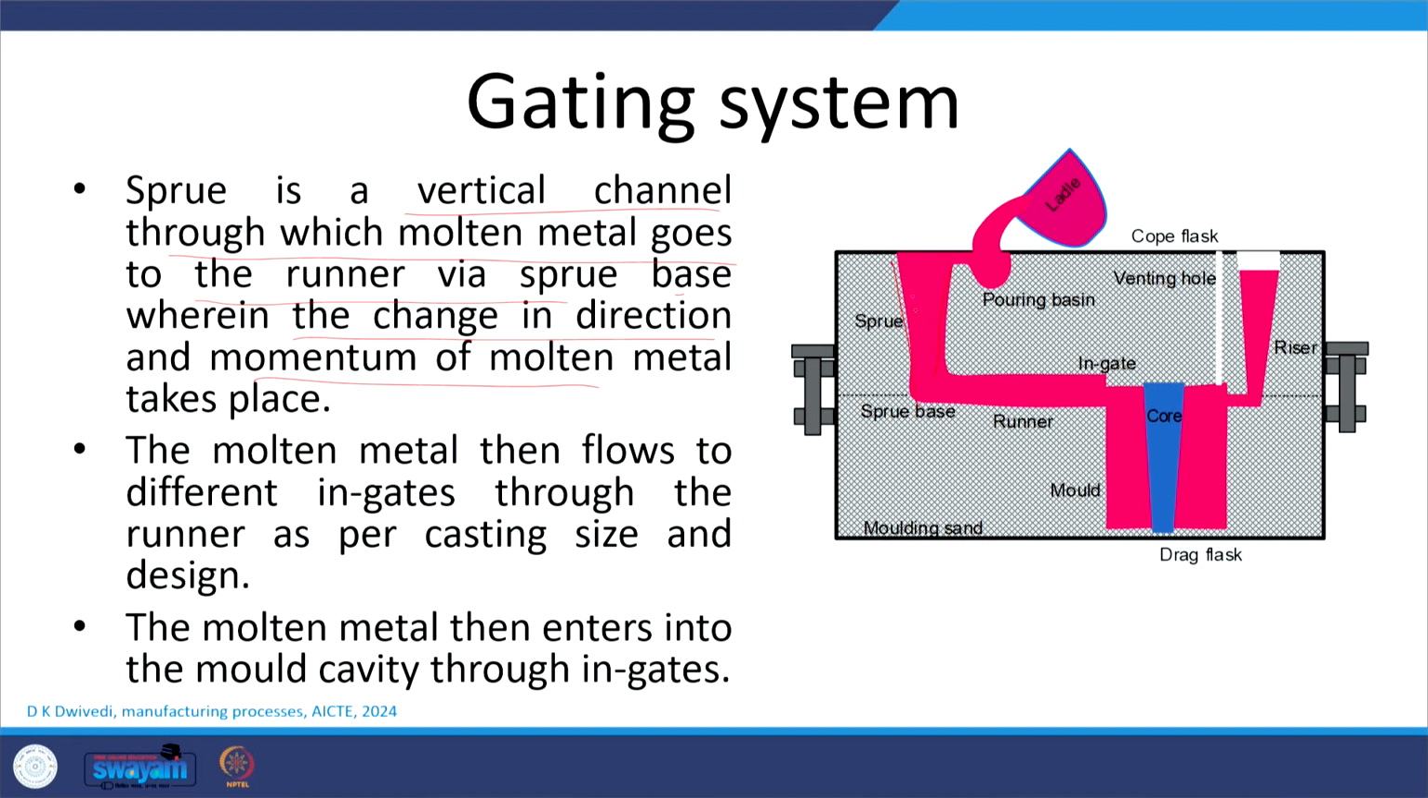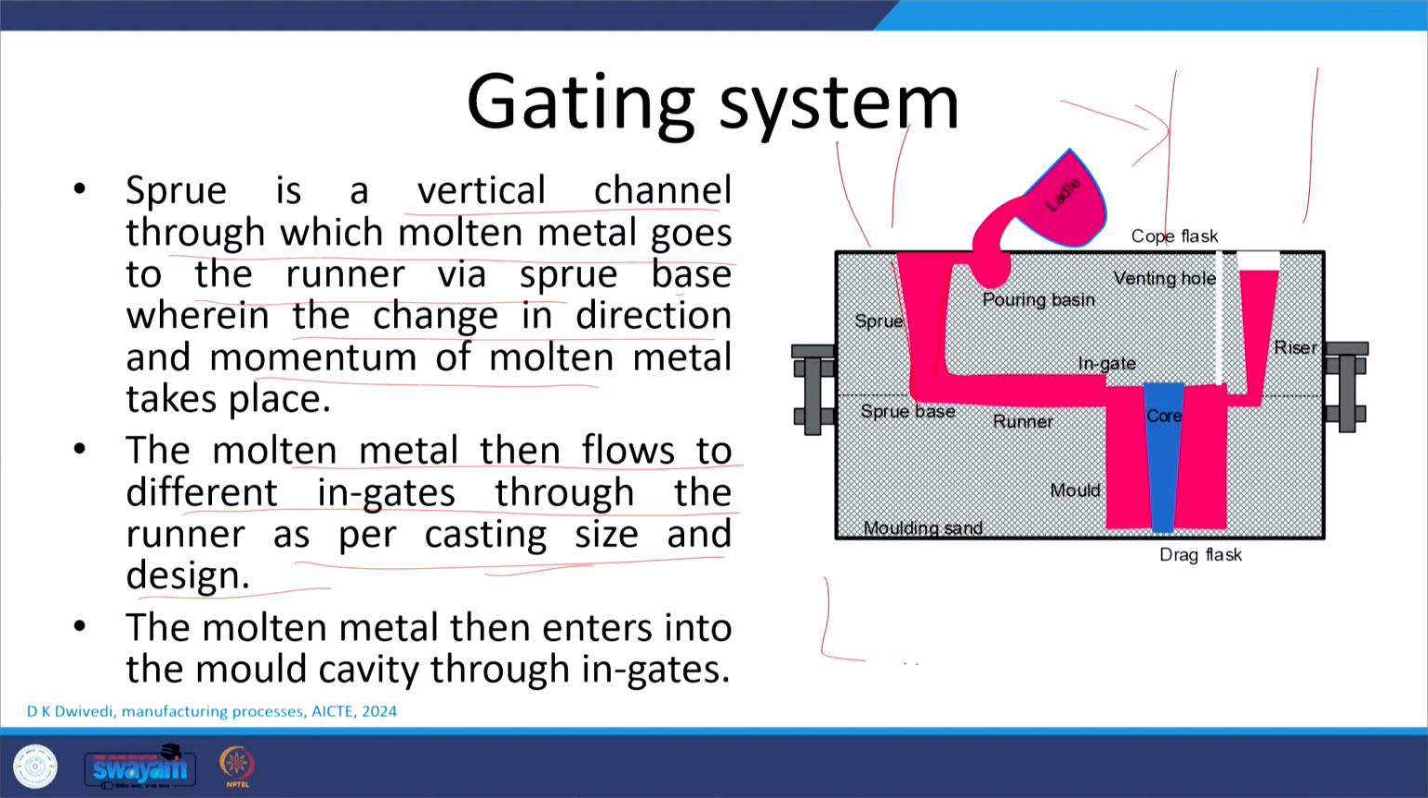The sprue is a vertical channel through which molten metal goes to the runner via the sprue base, where a change in direction and momentum of the molten metal takes place. It is usually made tapered and conical in shape, because a cylindrical shape allows suction of air from the mold wall. Molten metal then flows into the different ingates through the runner as per the size and design of the casting. We can have many runners and ingates through which molten metal will be fed into the mold.